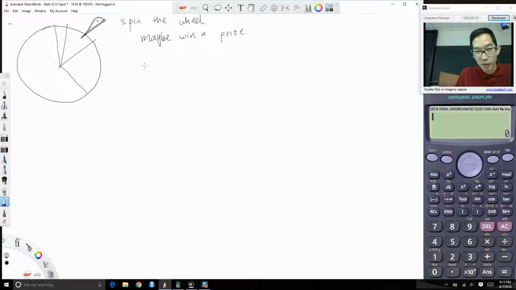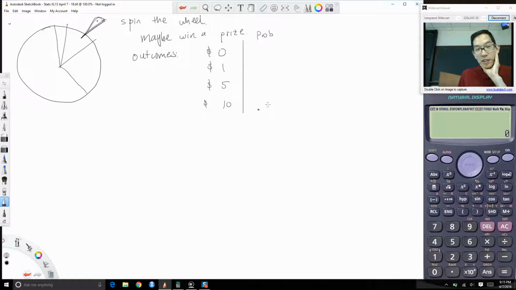All right, so these are the possible outcomes. Outcomes are a $0 prize, a $1 prize, a $5 prize, and a $10 prize, okay? And what is the probability? I don't know. I have to make these up.